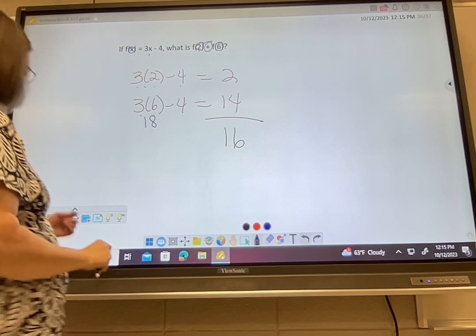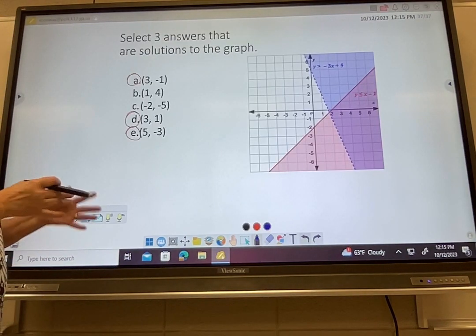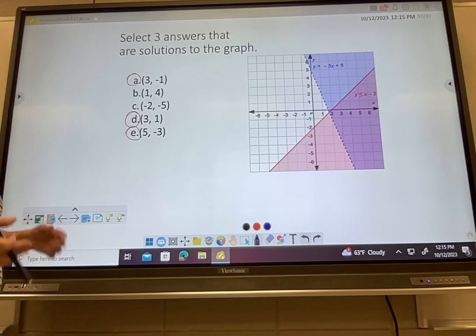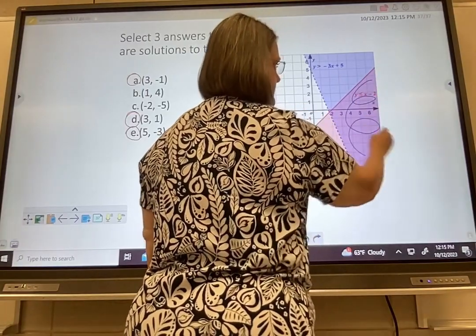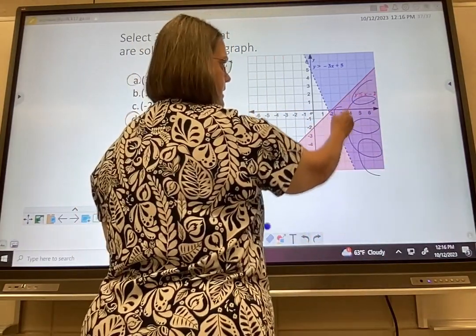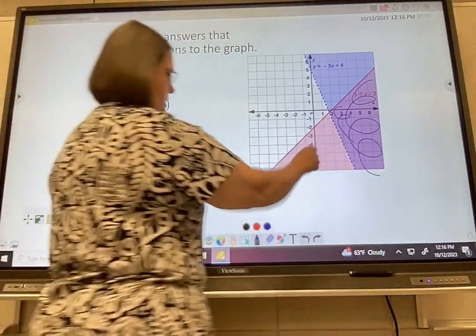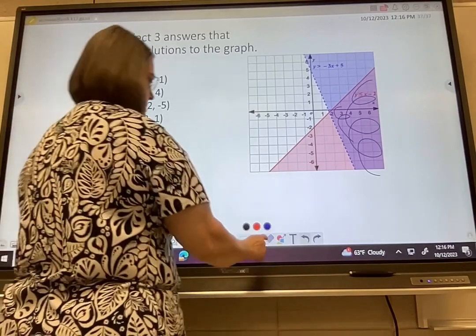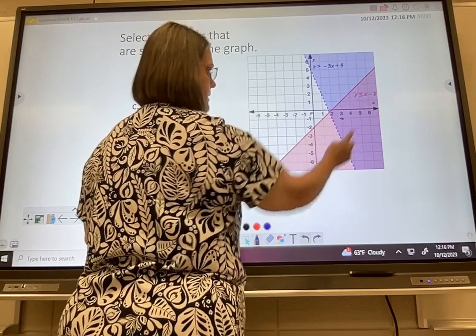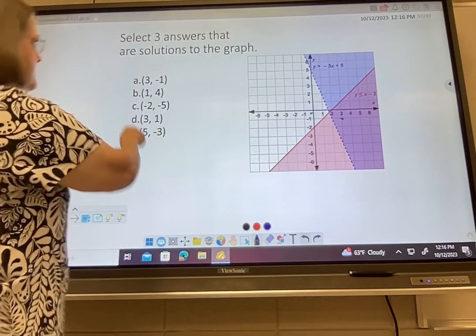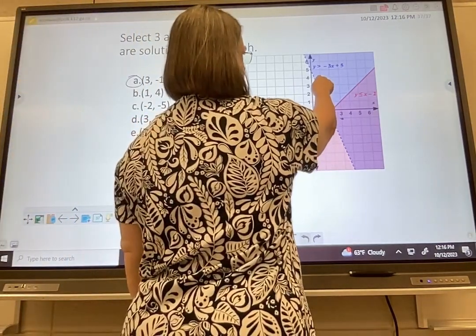That is 16. And then when I do this one, I want to look at what answers are in the double shaded region. My double shaded region is here, in this place. That's where it's at, anywhere here. That's my double shaded region. So the point 3, negative 1 is located here. 3, negative 1 is right here. Then, so that's an answer. It's in the double shaded region. 1, 4. Here is 1, 4.